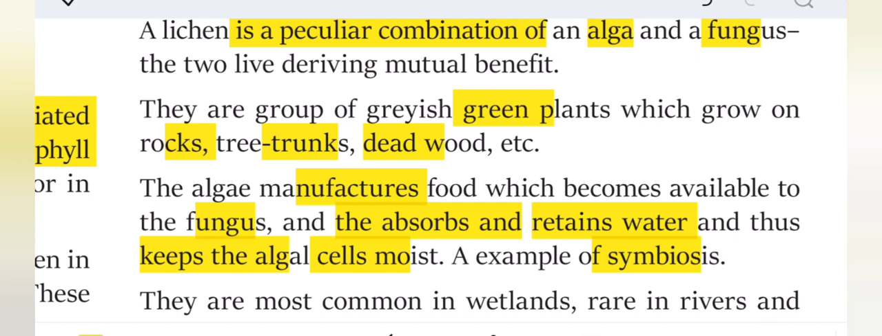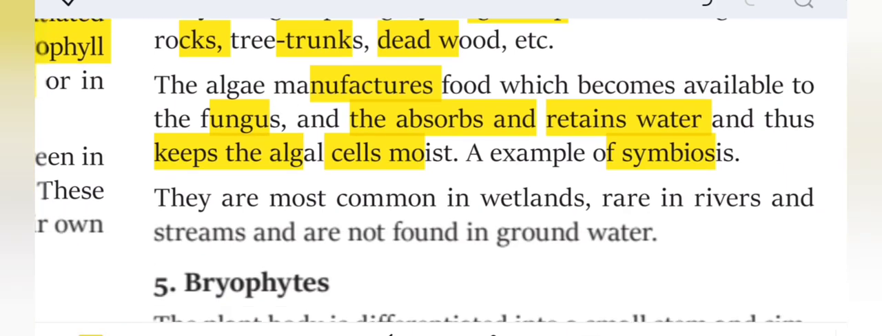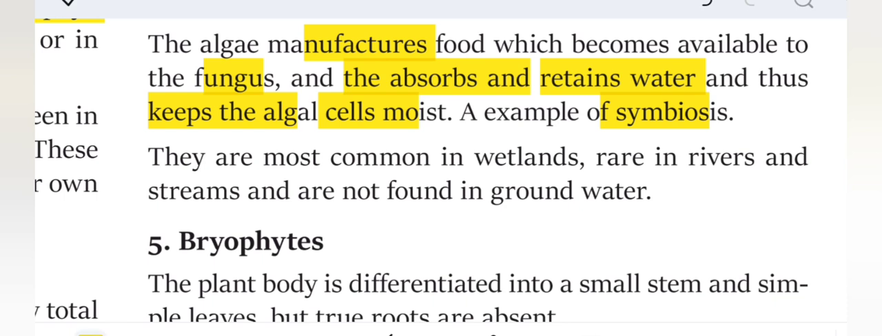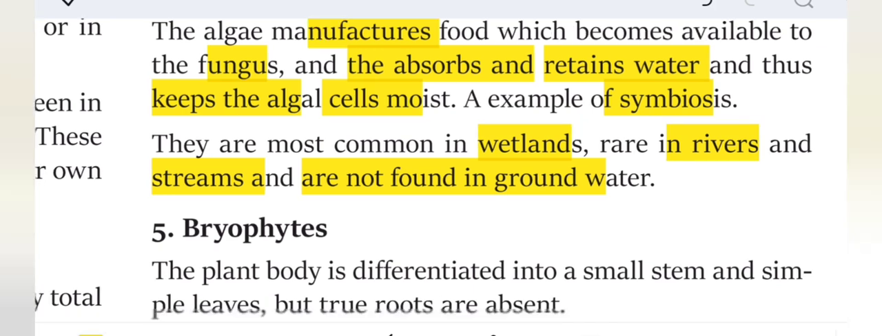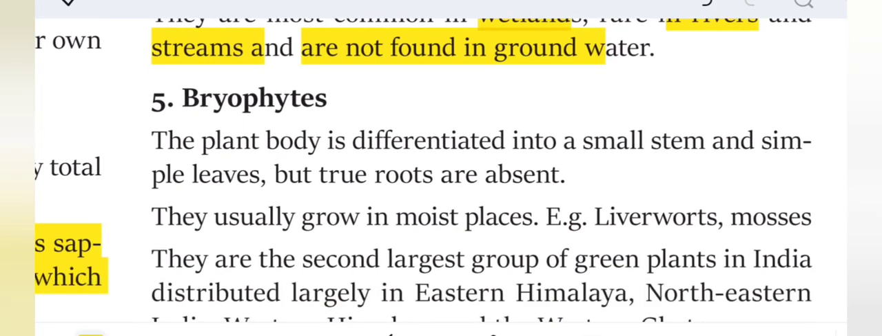ओके, सिम्बायोसिस का जब भी एग्जांपल होगा तब लाइकेन बोलेंगे, ठीक है, algae एंड फंगस का कॉम्बिनेशन. So they are most common in wetlands, rare in rivers and streams and are not found in groundwater. Now bryophytes. So the plant body is differentiated into a small stem and simple leaves, but true roots are absent.